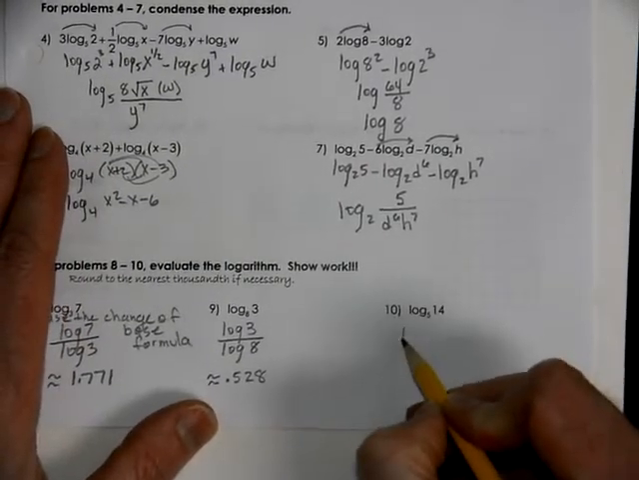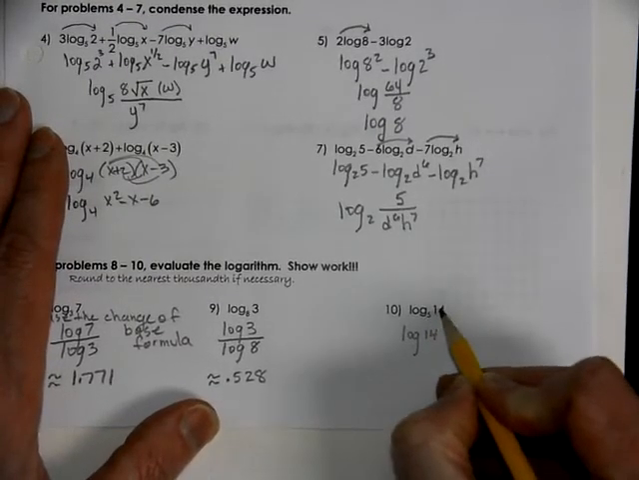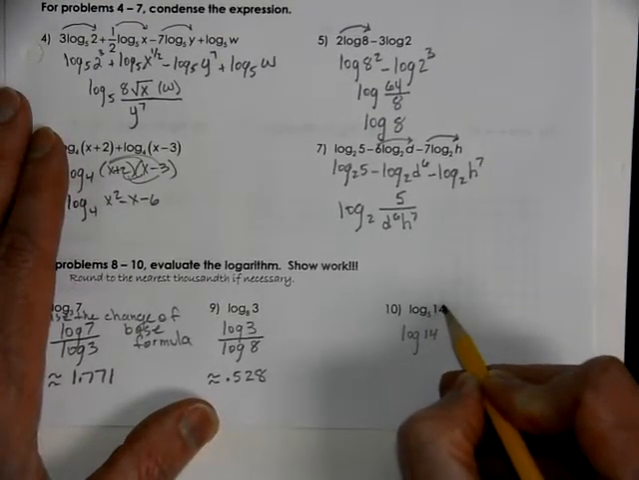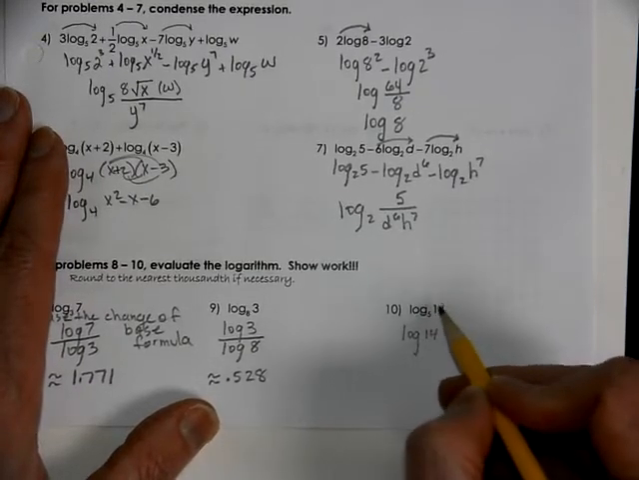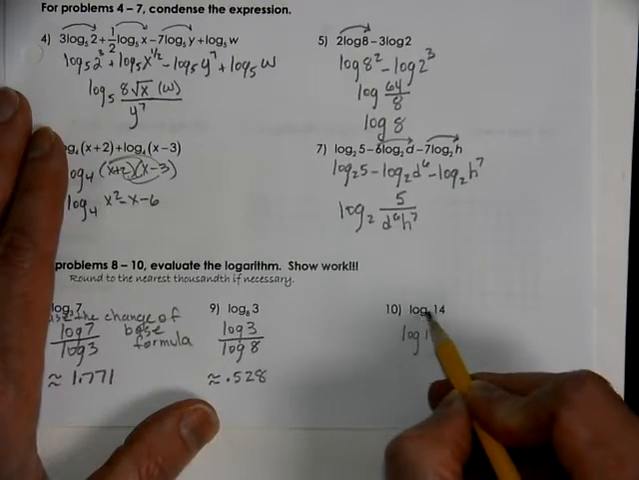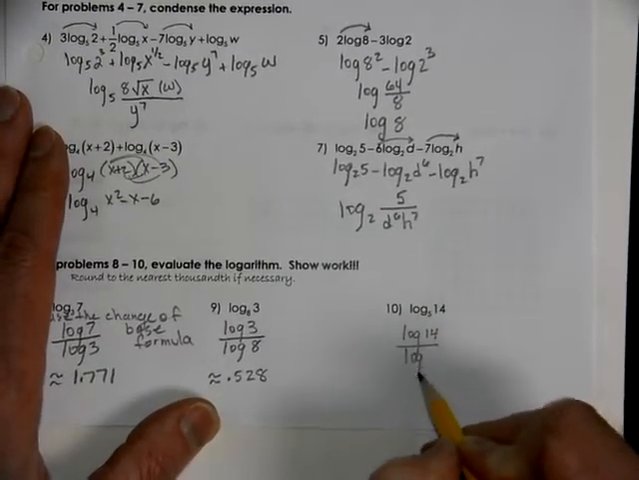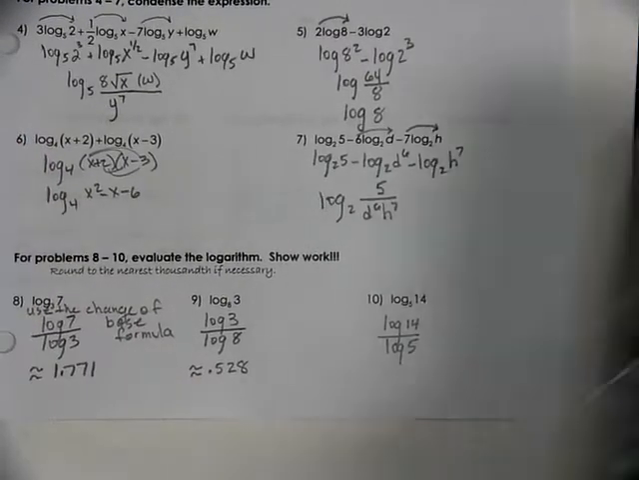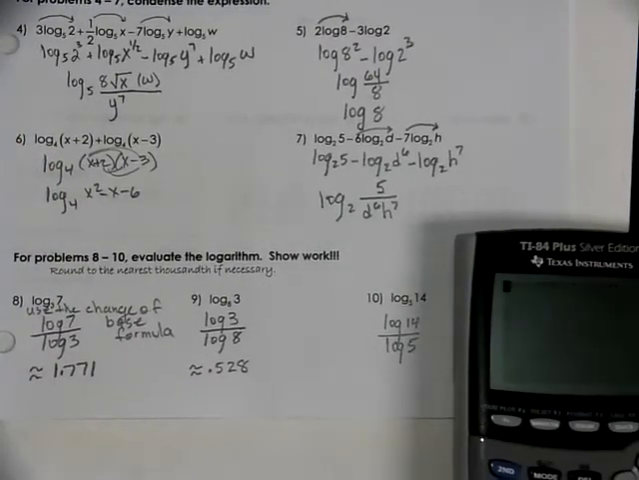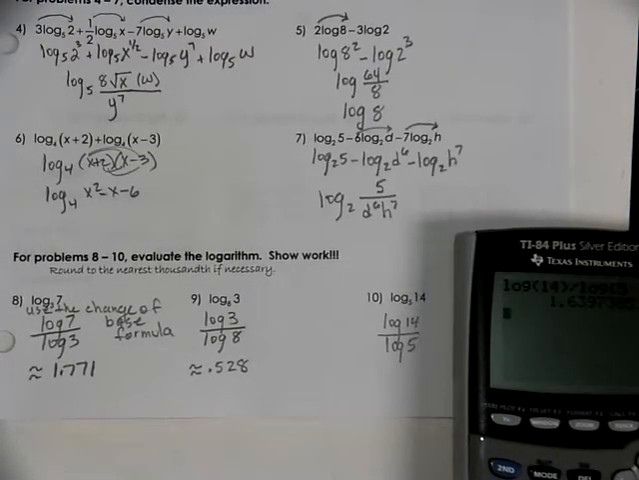With our last one, we'll do the change of base formula, log of 14. The number on top, the larger of the numbers, not the value that's larger, but what you're taking the logarithm of goes on top, and the base value goes on bottom. And I've shown you two different ways to type it in the calculator. So log of 14 with parentheses divided by log of 5.